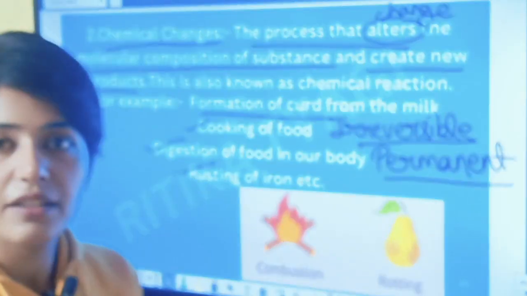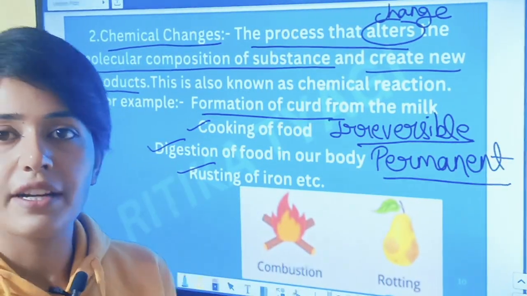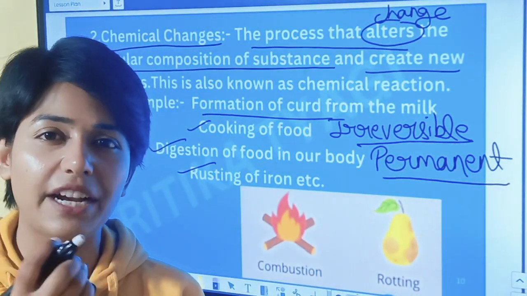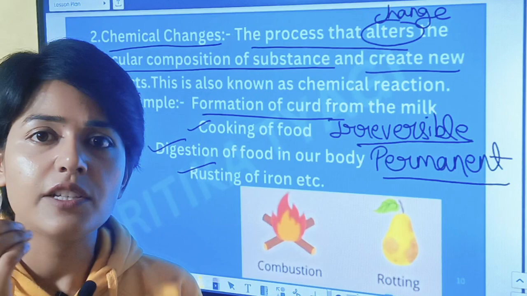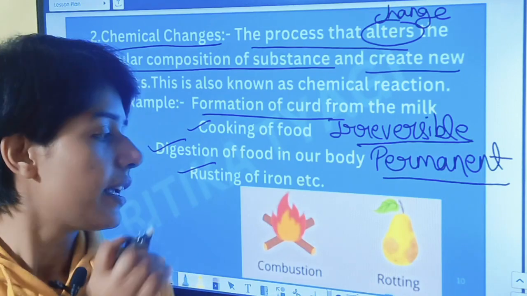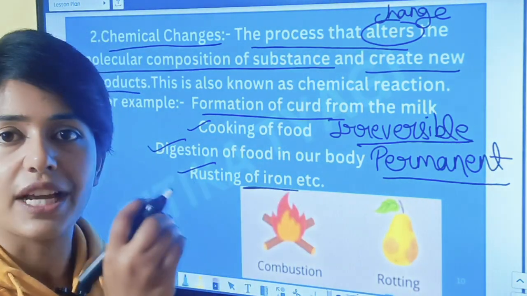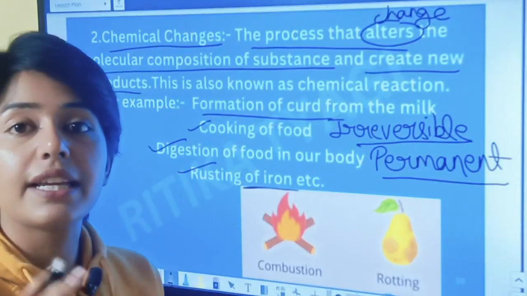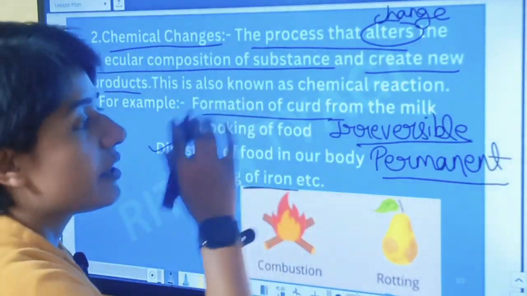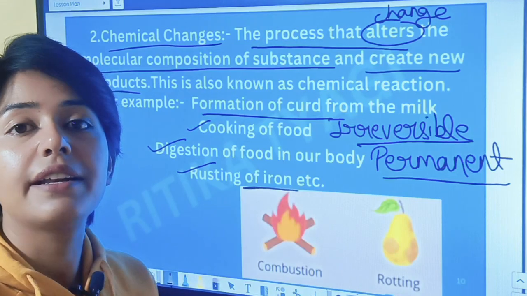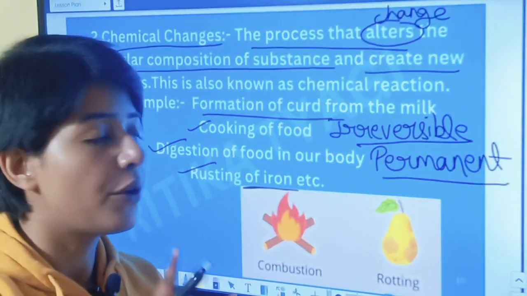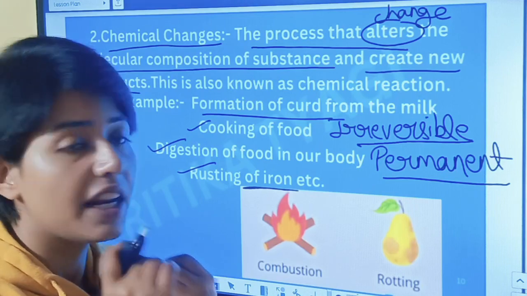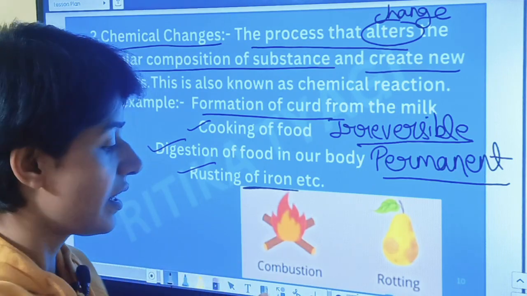Next, rusting of iron. When rusting of iron takes place, there is a formation of rust, which is a reddish brown powder, and this reddish brown powder, that is rust, cannot be converted back into an iron object again. So all these are examples of a chemical change, because in all these examples a chemical reaction takes place which produces a product which is permanent and irreversible by nature.